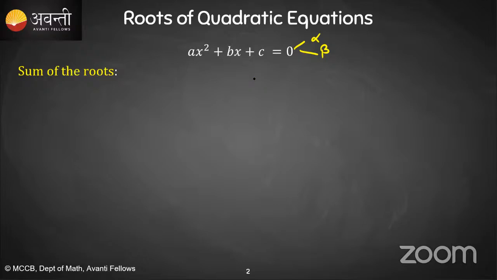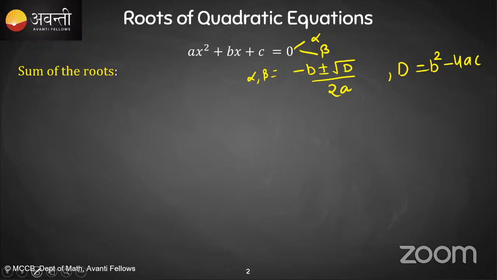So you know from the discriminant method, what are the roots of this equation? Alpha beta की वैल्यू क्या होंगी? Minus b plus minus under root d divided by 2a. And d is the discriminant that has value b square minus 4ac. We have done this so many times in our 9th and 10th classes. So now let's say one of the roots is alpha, which is minus b plus root d divided by 2a, and another root is beta, which is minus b minus root d divided by 2a.